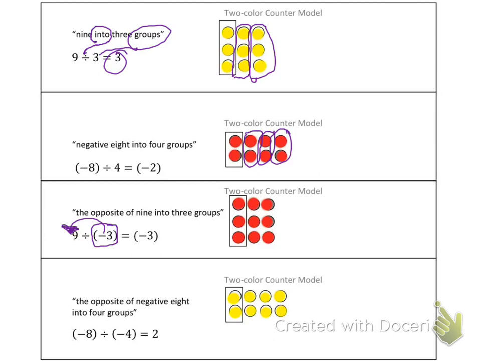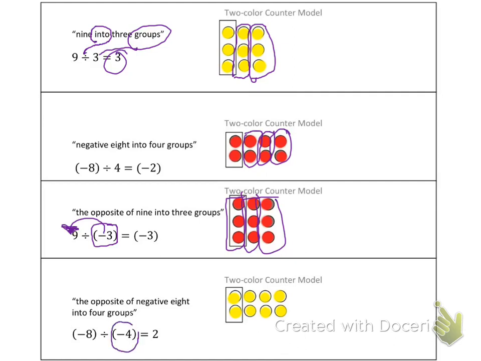So it has to be the opposite of 9 into 3 groups, where the opposite of +9 is -9. And we're going to divide them into 3 groups. 1 group, 2 groups, 3 groups. And inside each group, this time we have a -3.